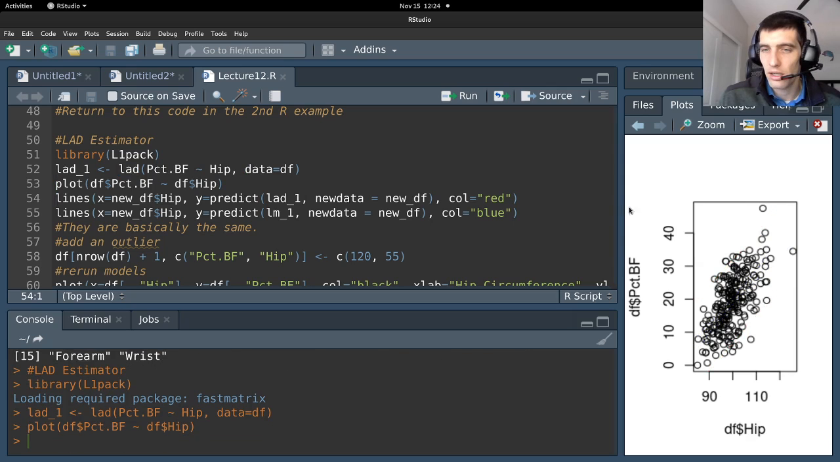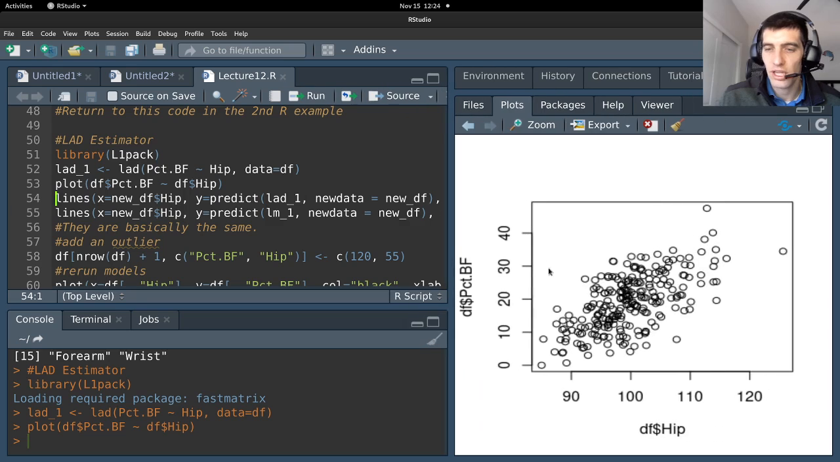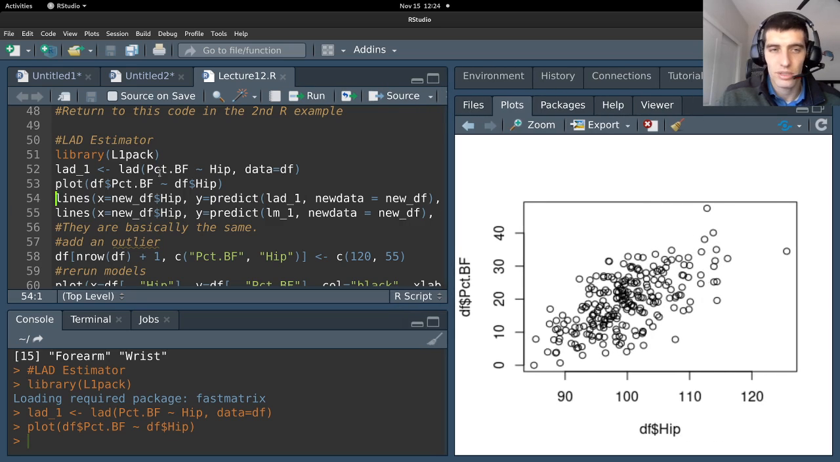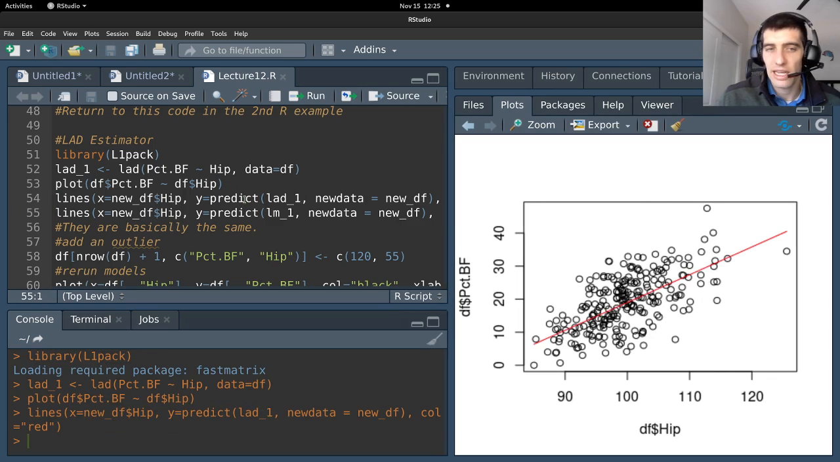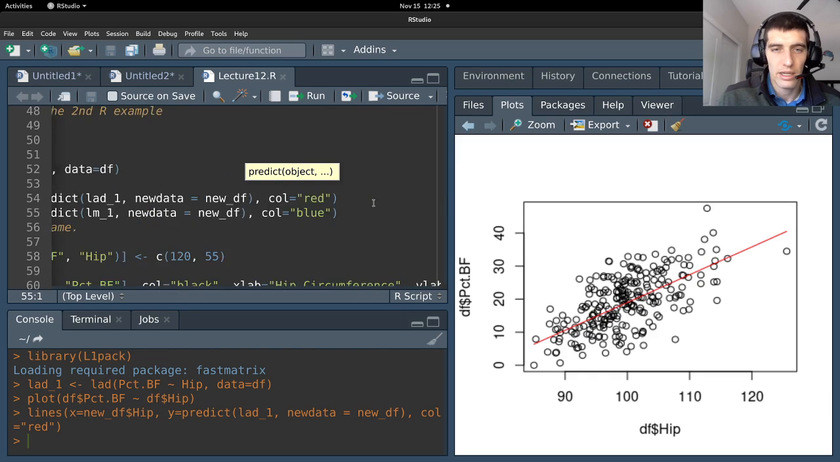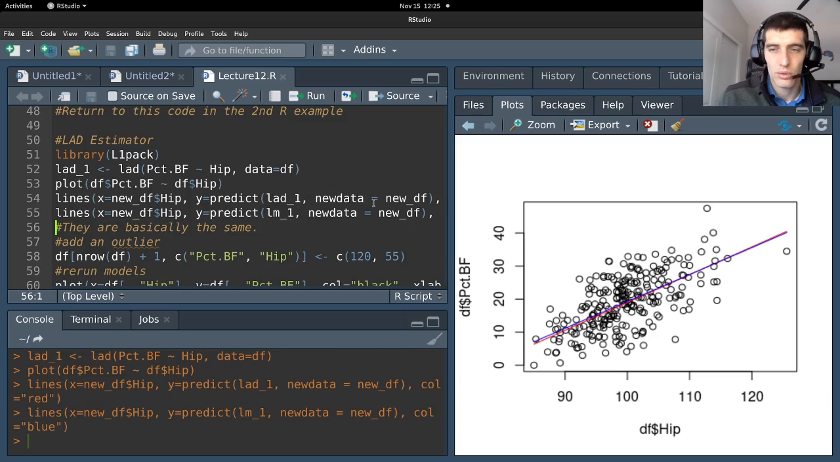And let's just show what I have here. So here is hip and percent body fat. I'm predicting percent body fat as a function of hip. And here I'm going to plot the LAD estimator in red, and then in blue, I'm going to plot the least squares estimator. So we see they're basically the same, right? We don't seem to have a big advantage in choosing one over the other.